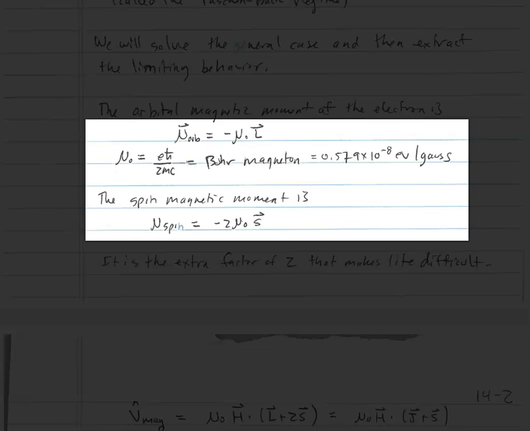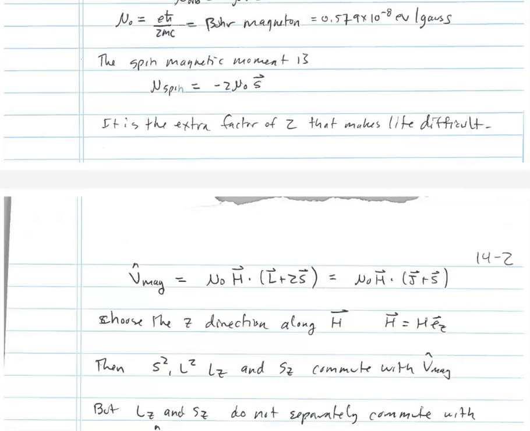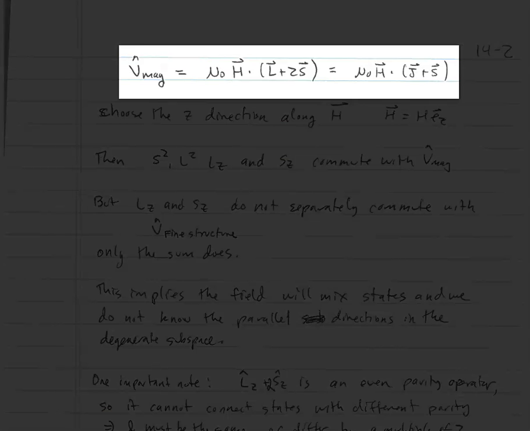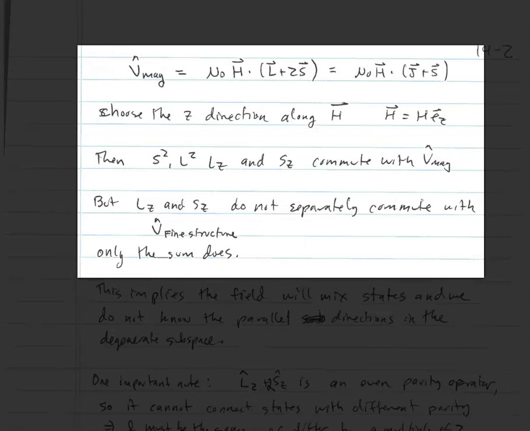The spin magnetic moment has the same mu zero, minus 2 mu zero times S, and that 2 is that Thomas precession factor. It's that factor of 2 that makes life rather difficult in the way in which we solve these problems, and that's because the magnetic perturbation is mu zero B dot L plus 2S, which we can write as mu zero B dot J plus S. Now we know that if we take the magnetic field in the z direction, then that would be mu zero B times Jz plus Sz.